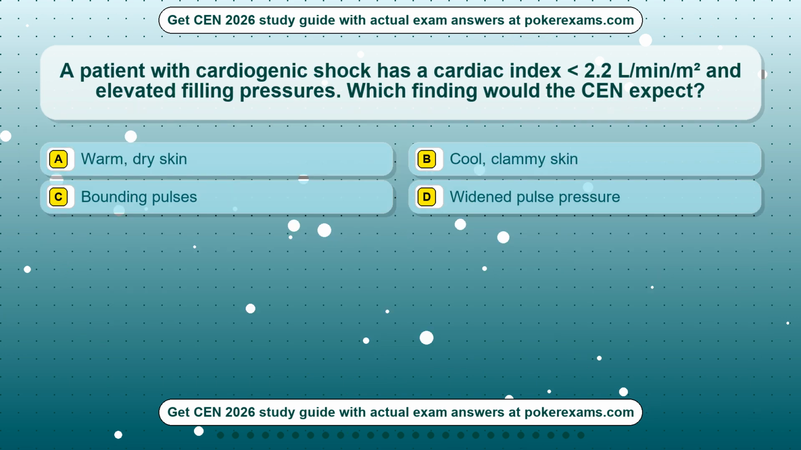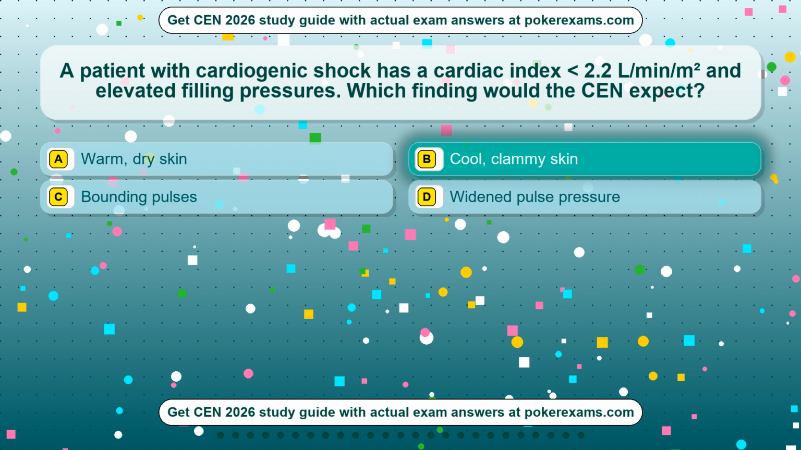Question 13. A patient with cardiogenic shock has a cardiac index of 2.2 L/min/m² and elevated filling pressures. Which finding would the CEN expect? Option A. Warm, dry skin. Option B. Cool, clammy skin. Option C. Bounding pulses. Option D. Widened pulse pressure. The correct answer is option B. Cool, clammy skin.